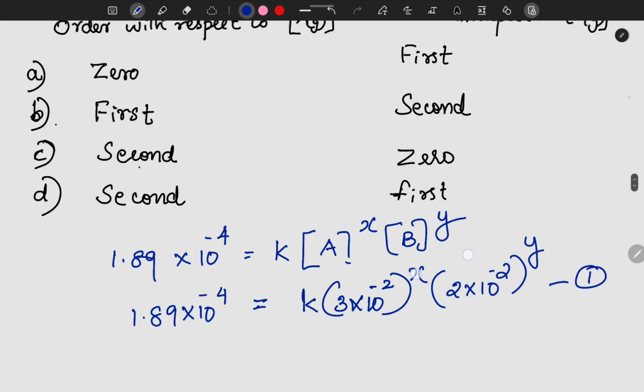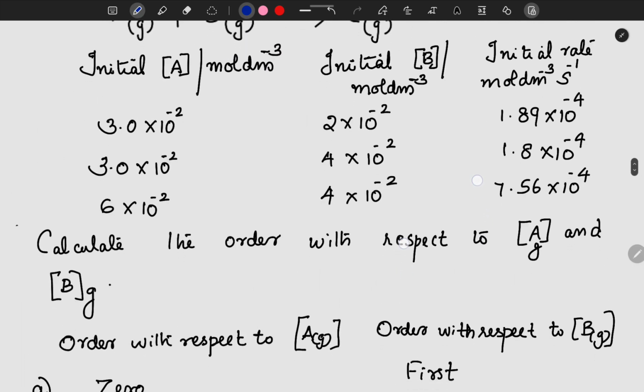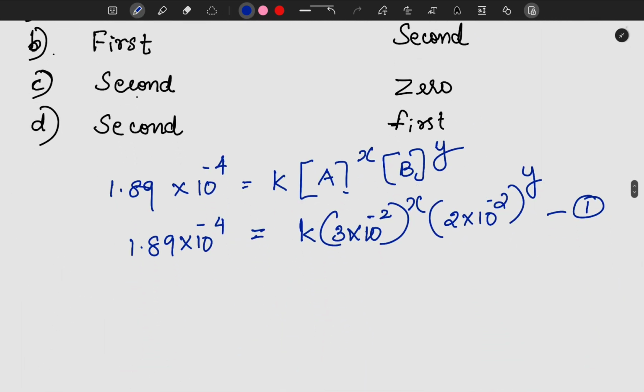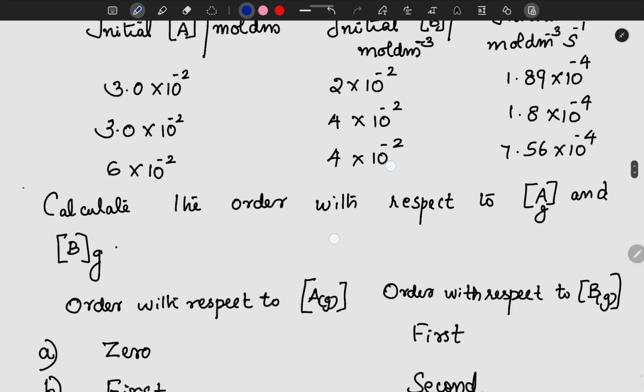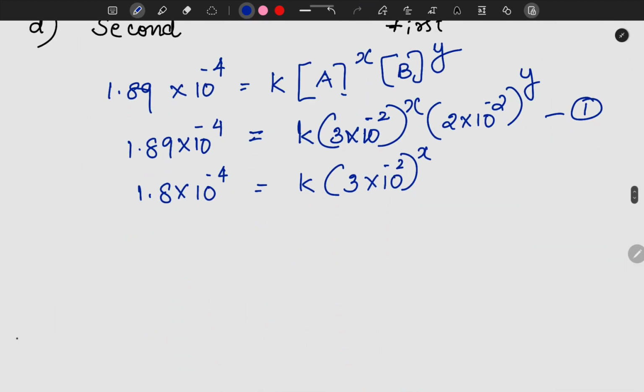Similarly, the second case, rate is given as 1.8 into 10 raised to minus 4, that is equal to k into concentration of A, same, 3 into 10 raised to minus 2 the whole raised to x, into concentration of B, given as 4 into 10 raised to minus 2, the whole raised to y. So that is equation 2.